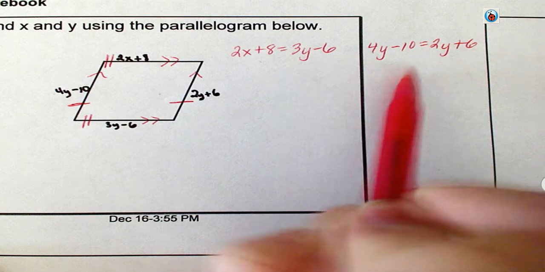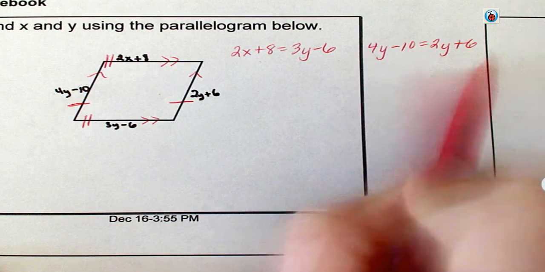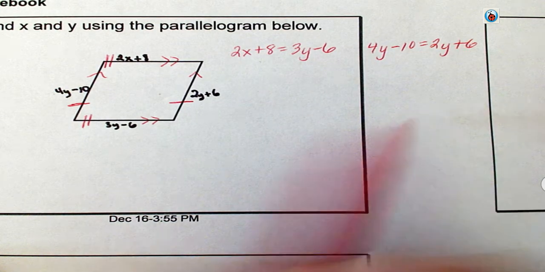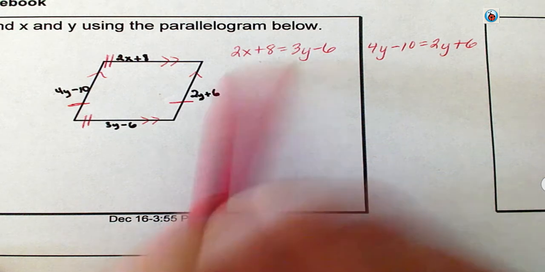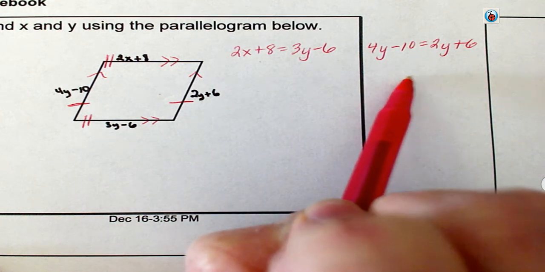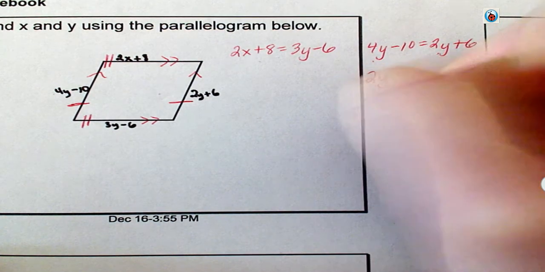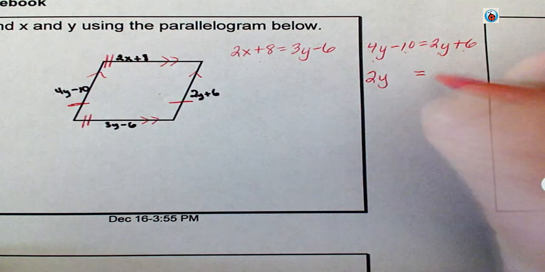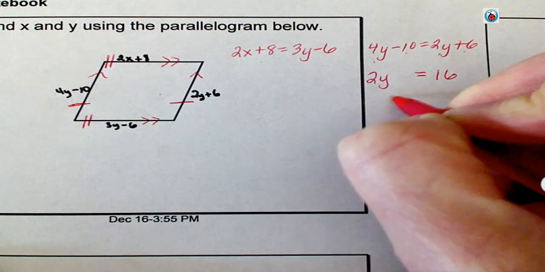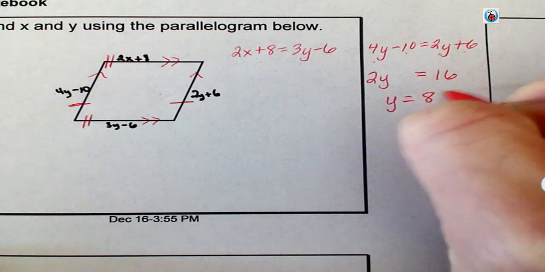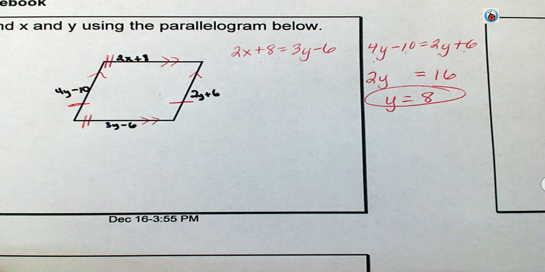This has an x and a y, this just has y's. I can solve this equation, then take my y value, substitute it back in here, and then solve that equation for x. So this is what I'm going to do and start here. If I subtract 2y from both sides, I have 2y on the left. If I add 10 to both sides, I have 16 on the right. Dividing both sides by 2, I get y equals 8. So there's my y value that I'm looking for.